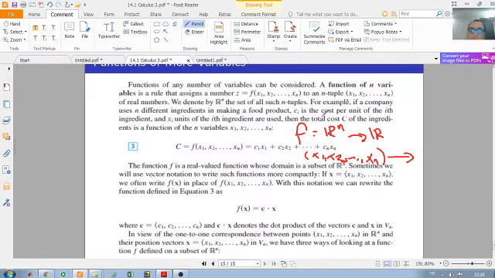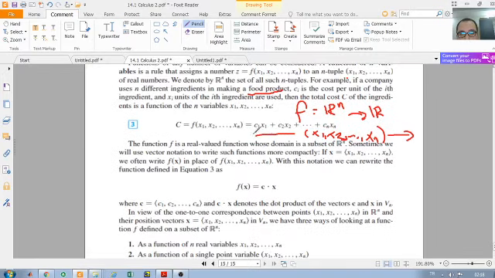For example, we can use this function in some applications. If a company uses n different ingredients in making a food product, ci is the cost per unit of the ith ingredient, and xi units of the ith ingredient are used, then the total cost is a function of the variables. x1, x2, up to xn are the units of the ingredients, and ci are the costs of these ingredients. So the total cost will be the addition of them.